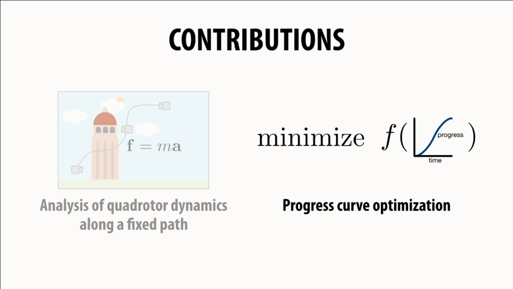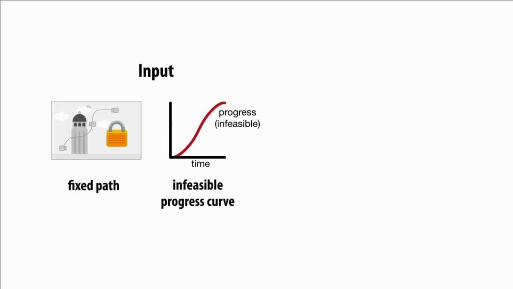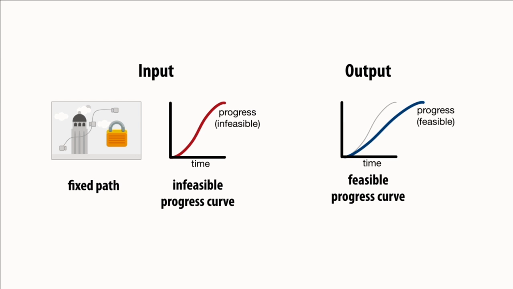Okay, so now that we can enforce limits on thrust, let's have a closer look at how we formulate our optimization problem. We assume that we are given as input a fixed path and a progress curve. We assume that the input is infeasible. So we formulate our optimization problem to produce as output a feasible progress curve.